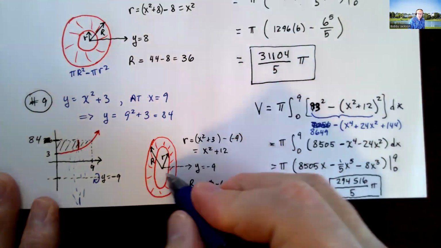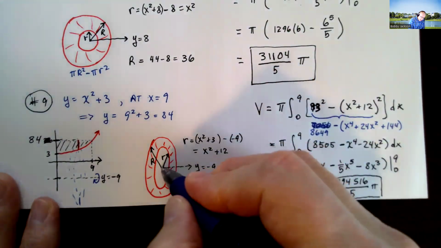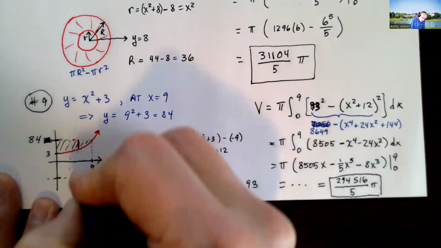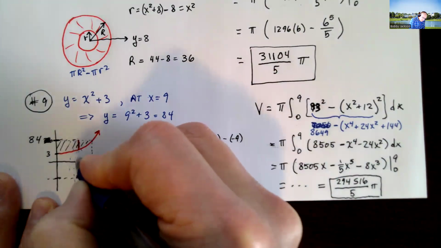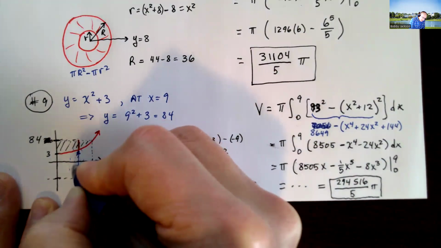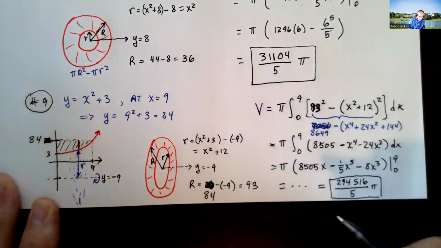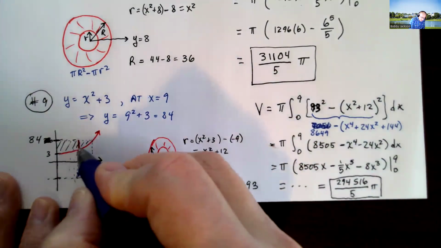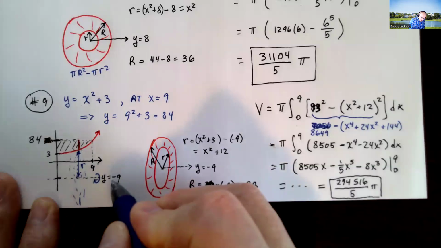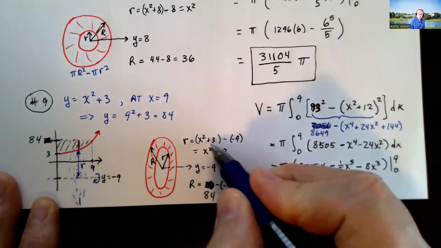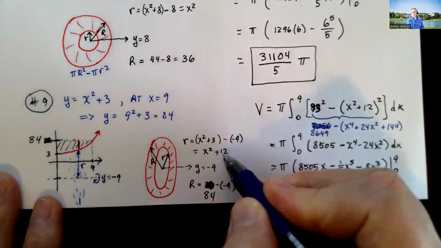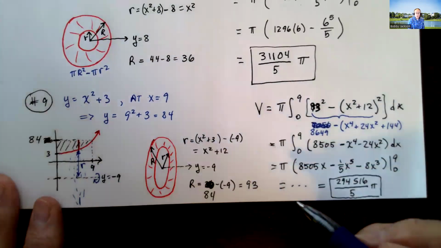The axis of rotation again is y equal -9, and the inner radius, my little r, is going to be from our axis of rotation, y equal -9, to the bottom of the rectangle. So from here to here, that distance right there, that's the little r. And notice the top is on this curve, which is y equals x squared plus 3. The bottom is the line y equal -9, so x squared plus 3 minus a -9 gives us x squared plus 12. That's the distance between the two.